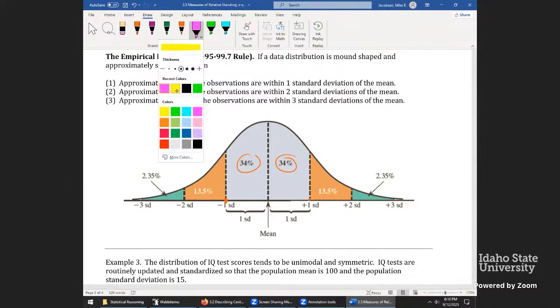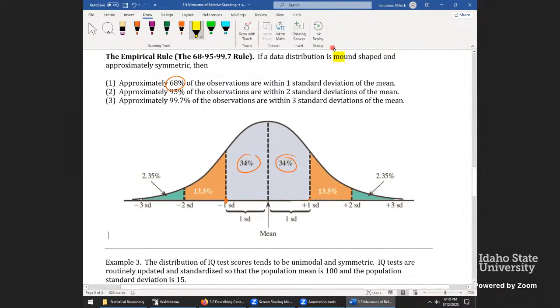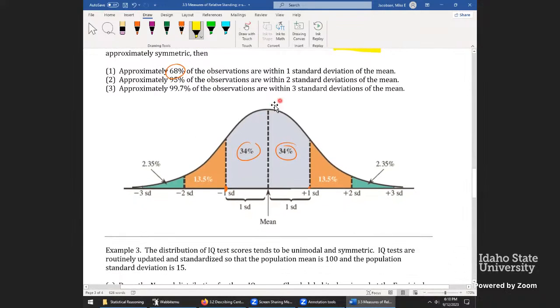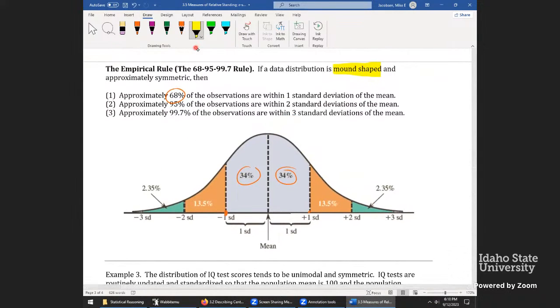But it comes with conditions. Your data has to be mound-shaped, like what we see right here, and it also has to be approximately symmetric. The moment it becomes highly skewed, well, the standard deviation does not follow by these rules any longer. So we'll be practicing with the empirical rule through this display.